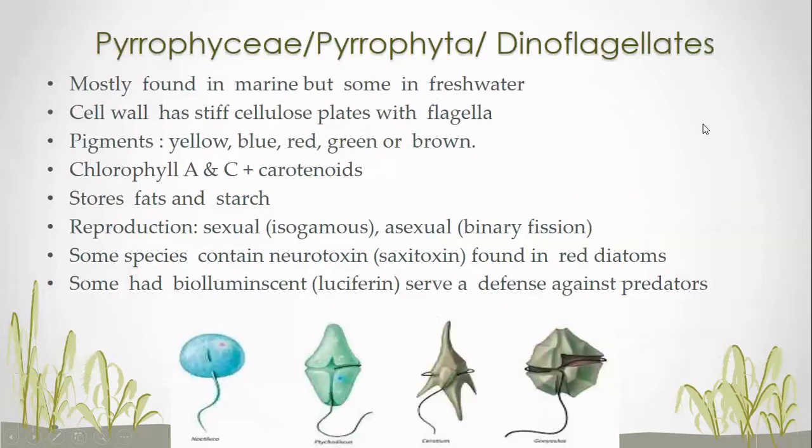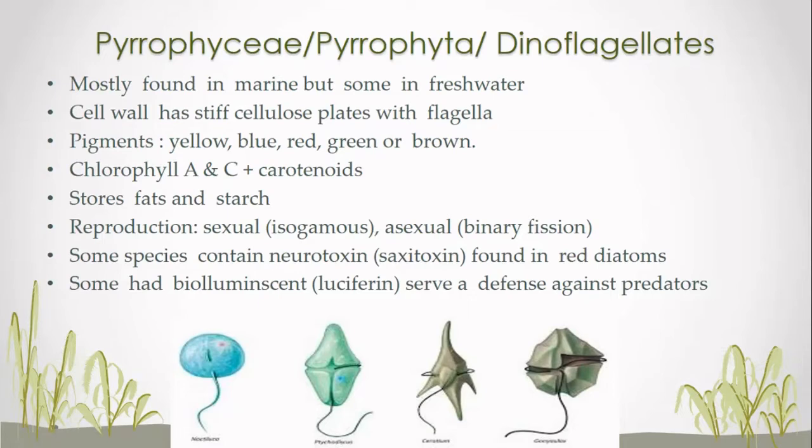We have also Pyrophyceae, Pyrophyta, or we call it the dinoflagellates. Unique in this group is that they have pigments yellow, blue, green, red, or brown. But common to them, they have chlorophyll A and C and carotenoids. Some genera of this group are also known for causing red tide because of the red pigment. Okay, they store fats and starch. The reproduction is sexual, isogamous, and asexual through binary fission.